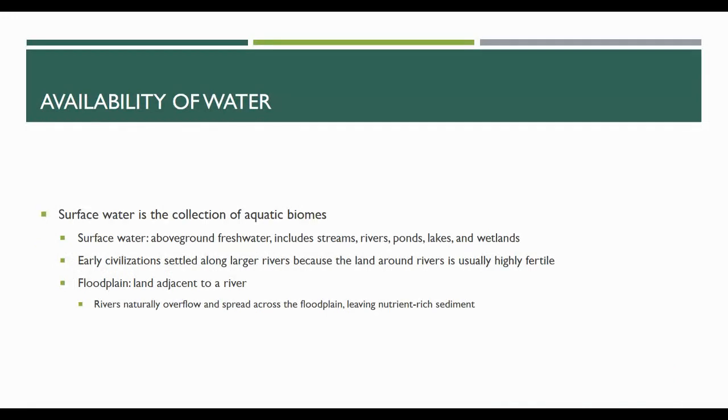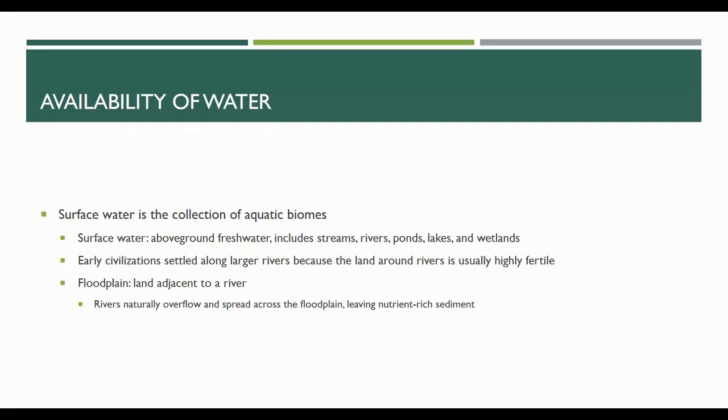Surface water is the collection of our aquatic biomes. Recall that surface water is the above ground fresh water that includes streams, rivers, ponds, lakes, and wetlands. Early civilizations settled along larger rivers because the land around the river is usually going to be pretty highly fertile, and so agriculturally that's going to be better.